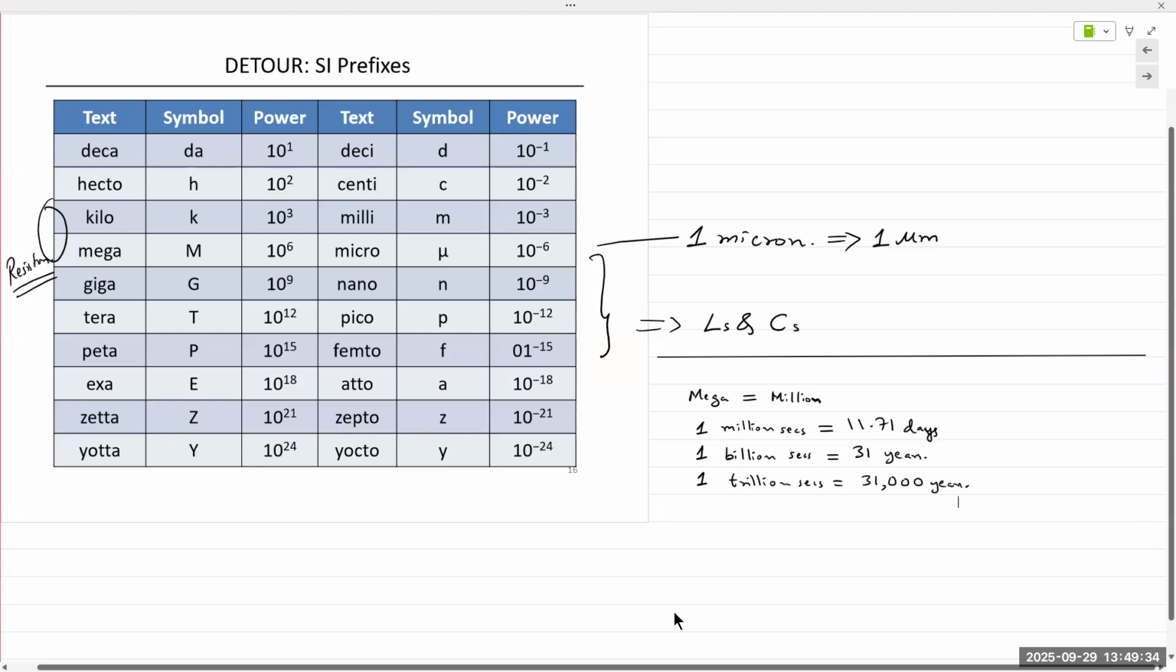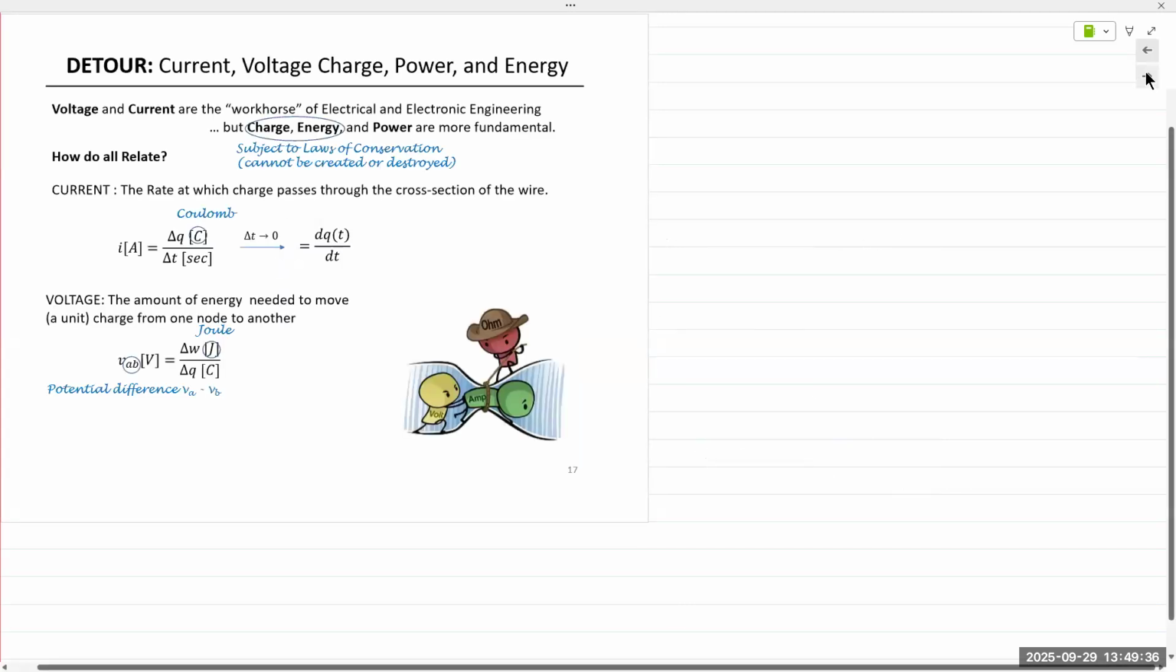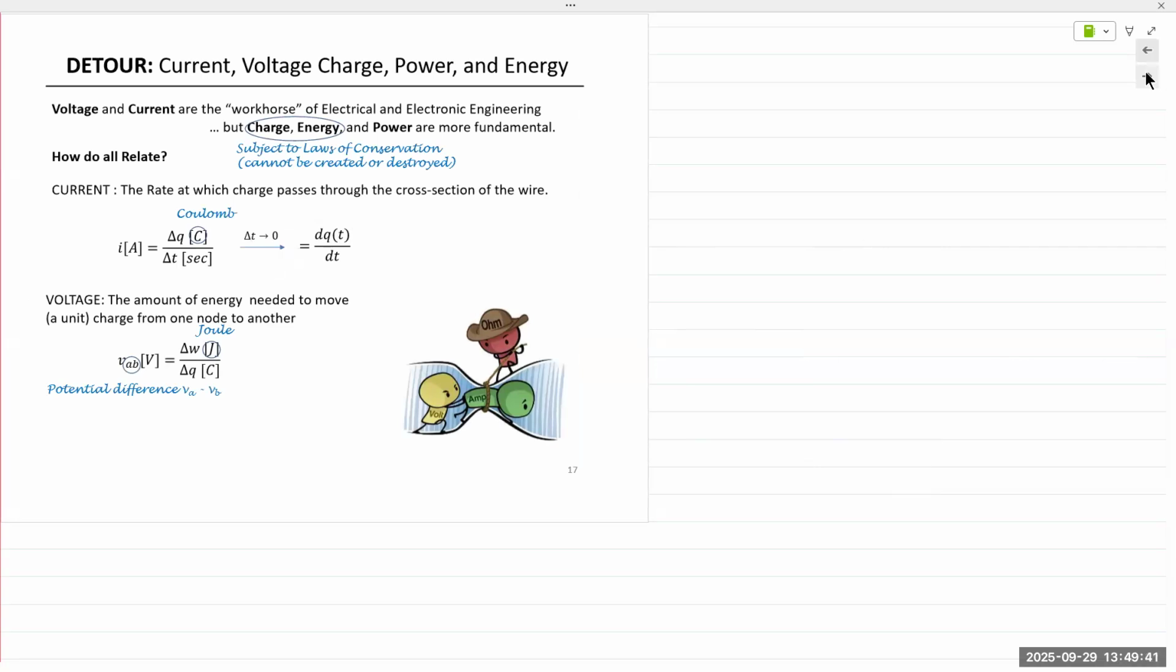Anyway, all right, let's get back to current, voltage, power, energy. How do they all relate? Charge and energy are fundamental. Energy is governed by the law of conservation of energy, the first law of thermodynamics. Energy can never be created or destroyed. As far as our understanding goes, it's always converted from one form to another.